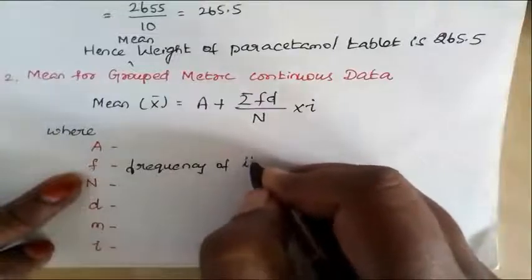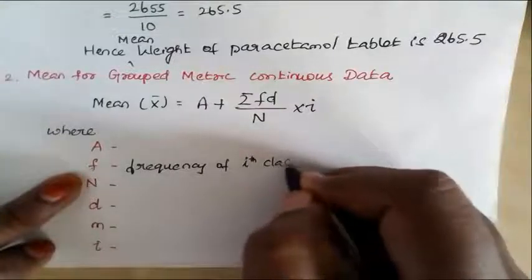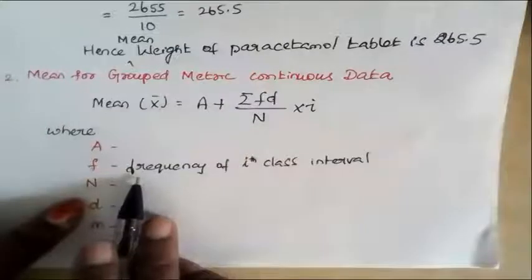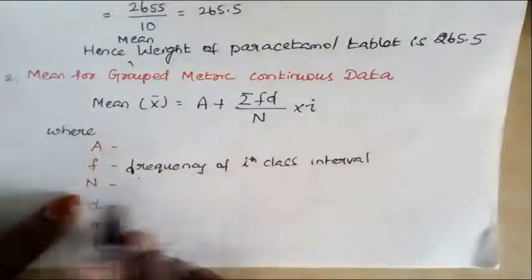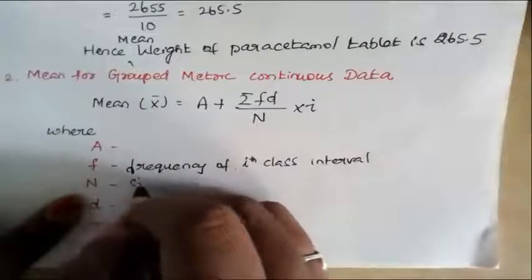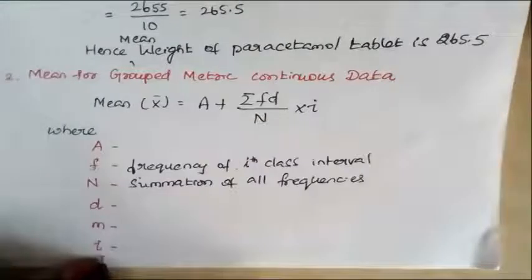It is generally represented as the ith class interval. When you add all the frequencies, you'll get this N. So N is the sum of all frequencies. Then let's know about this I. So I is the width of the class interval.